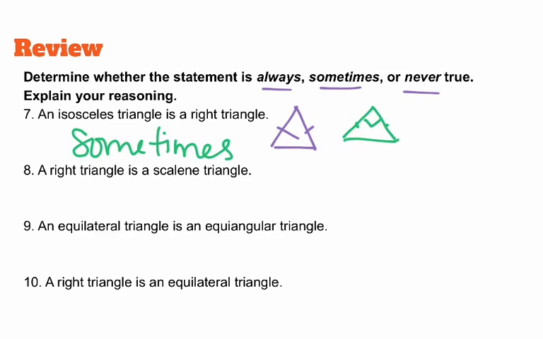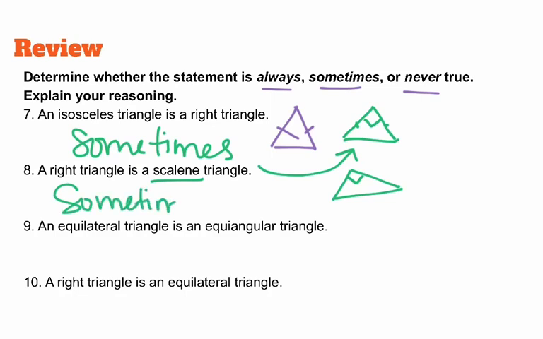Number 8, a right triangle is a scalene triangle. Scalene means it has 3 different side lengths. Sometimes that's true, right? Because we just showed it doesn't always have to be true. That one's isosceles. So there's the case, sure, where we have 3 different side lengths for a right triangle. But it doesn't always necessarily have to be true.